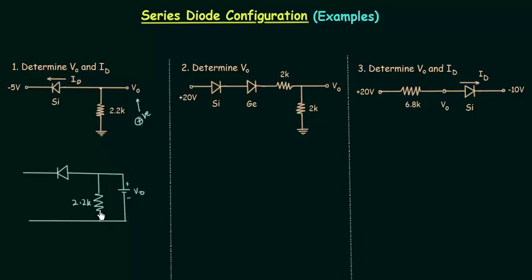In the same way, we need to determine the polarity of minus 5 volts. This is negative, so I will connect the negative terminal to the N side of the diode. This is the silicon diode. ID is the current flowing through the diode, and the positive terminal like this. This is how this circuit will look when you include the potential differences instead of potential at a point. Minus plus 5 volt is the potential difference.